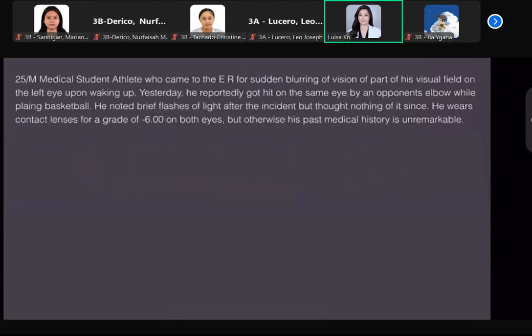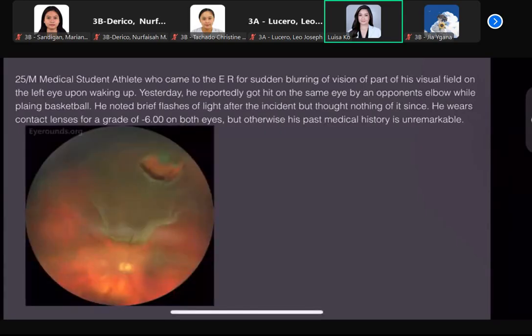So we have our first case here, a 25-year-old male medical student athlete who came to the ER for a sudden blurring of vision of only part of his visual field on the left eye upon waking up. Yesterday he was playing basketball and was hit by his opponent's elbow. He noted brief flashes of light after the incident, but thought nothing of it. He wears contact lenses for a grade of -6 on both eyes. Otherwise, his past medical history is unremarkable. When you took a look at the retina, this is what you saw.